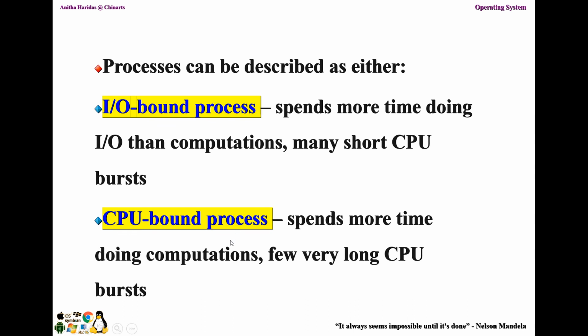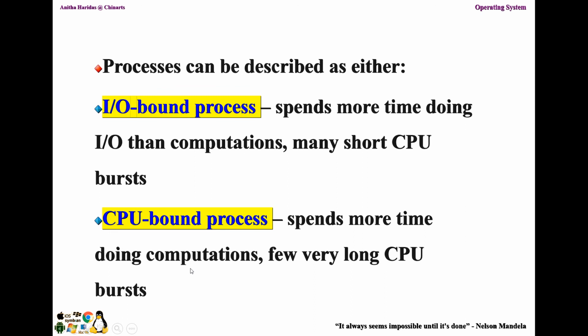Or if you have lots of executions, lots of expressions to calculate, you are doing lots of computational work. For example, if you look at a numerical analysis program, it is going to do lots of computational work. Those programs are what we call CPU bound processes. So the CPU burst or CPU cycles will be very few in the case of an input output bound process, and very high in the case of a CPU bound process.